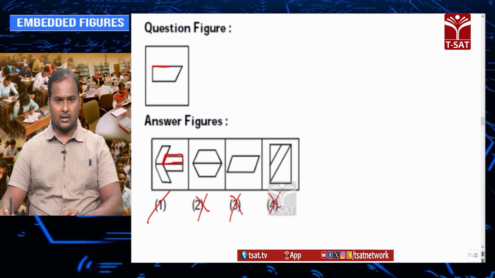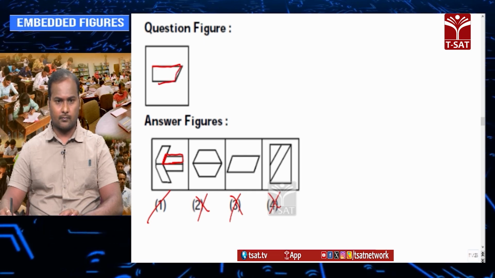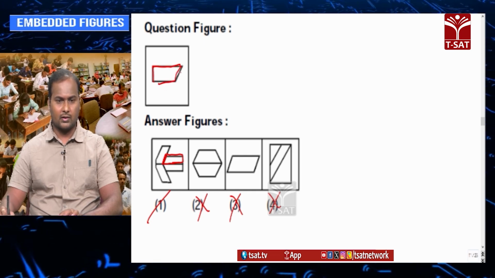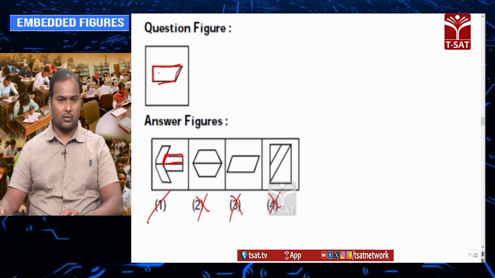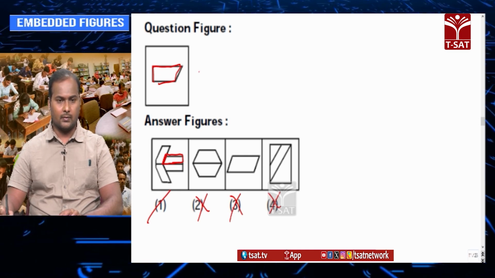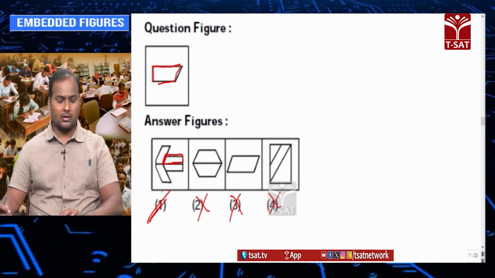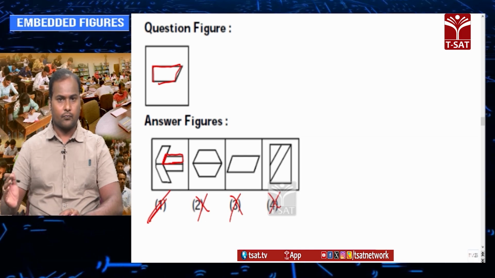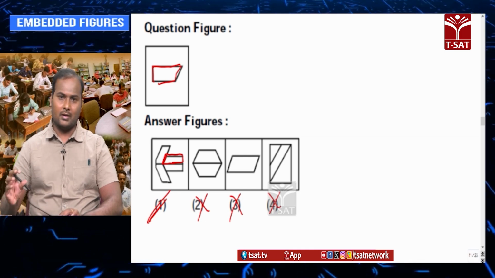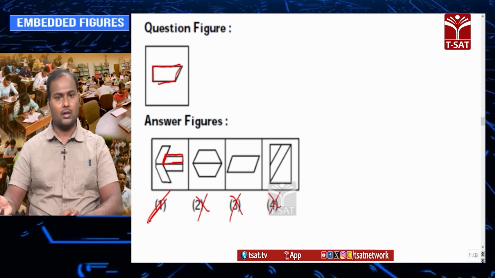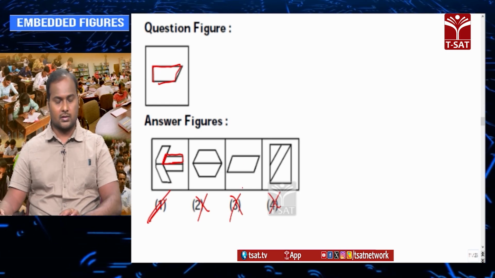See, it's not exactly like this that it is present. You can even rotate it. It is actually inverted and again rotated from top to bottom. So when you invert it and again rotate it from top to bottom, then you will get option 1. Don't expect that it is going to be as it is in the answer figures. No, it is not. He may rotate also, and he will put it in the answer figures.